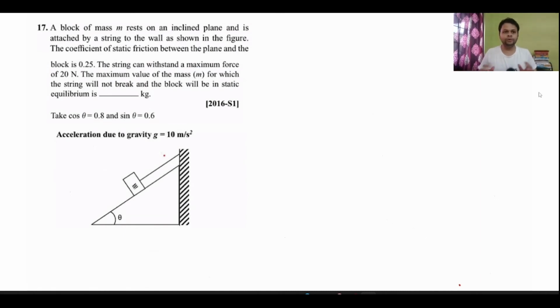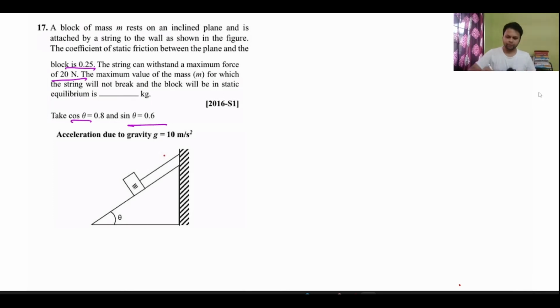Okay, question number 17. A block of mass M rests on an inclined plane and is attached by a string to the wall as shown in the figure. The coefficient of static friction between the plane and the block is 0.25. The string can withstand a maximum force of 20 Newton. The maximum value of mass for which the string will not break and the block will be in static equilibrium is. The value of cos theta and sin theta is given.